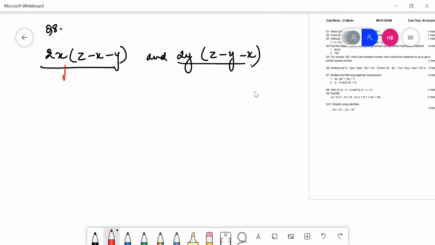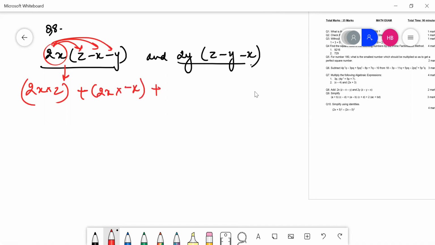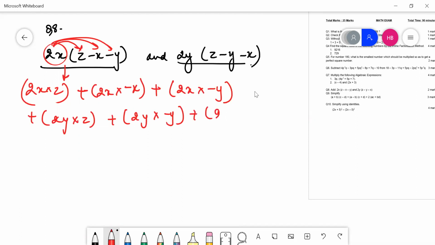So first of all, we will simplify both the algebraic expressions. So again, the same thing, this number is going to get multiplied with all the terms of this algebraic expression. So it would be 2x into z plus 2x into minus x plus 2x into minus y plus 2y into z plus 2y into minus y plus 2y into minus x. Okay, so it would become, just let's simplify.